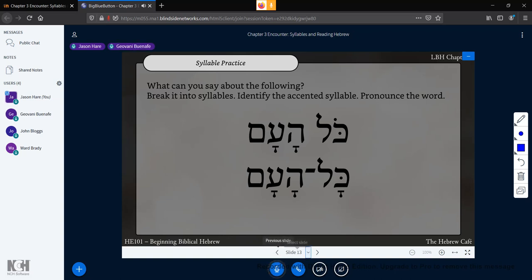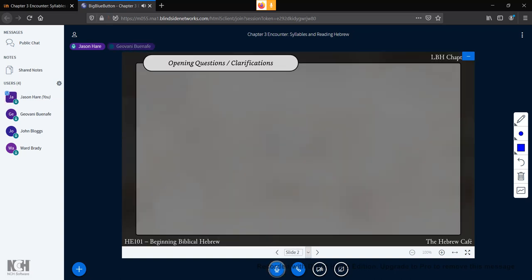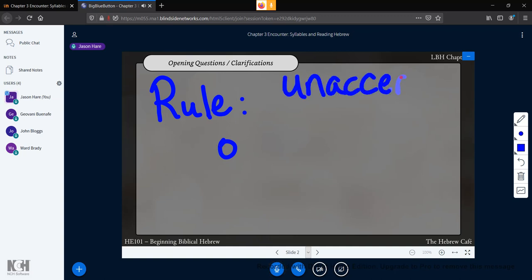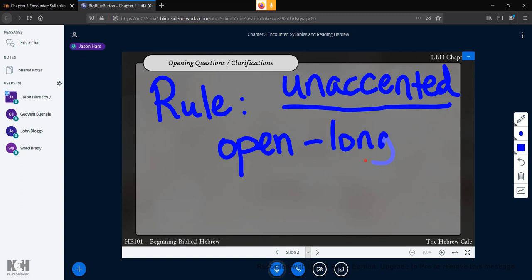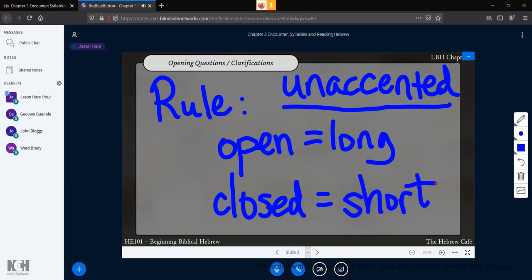Okay, so I'm going to go back to the whiteboard at the beginning here. The rule for syllables and lengths applies only to unaccented syllables. Unaccented means not stressed, right? We mark accent like this, the ole. So far, so good? Yep. Unaccented syllables: open, long. An open syllable has a long vowel. Closed, short. A closed syllable should have a short vowel.